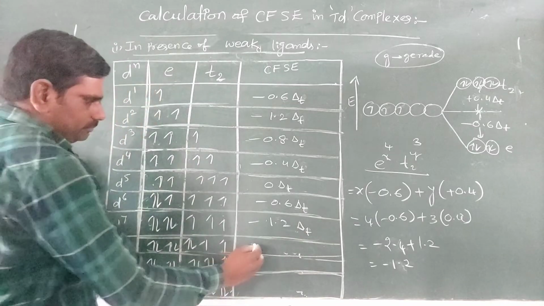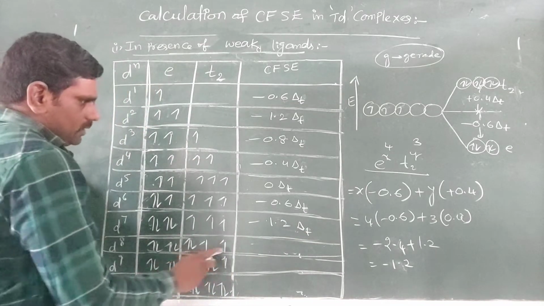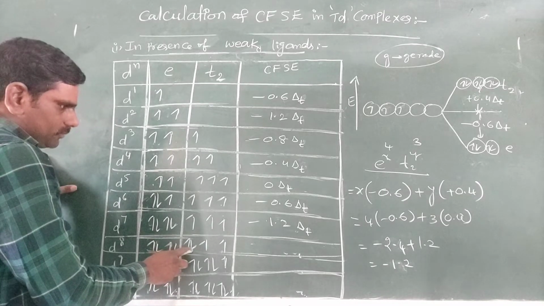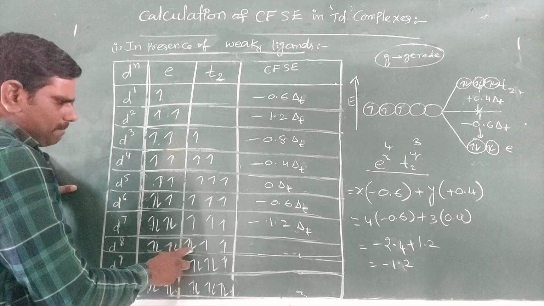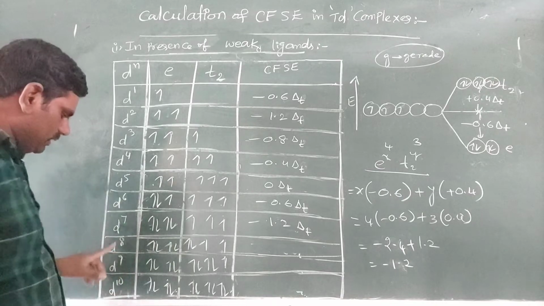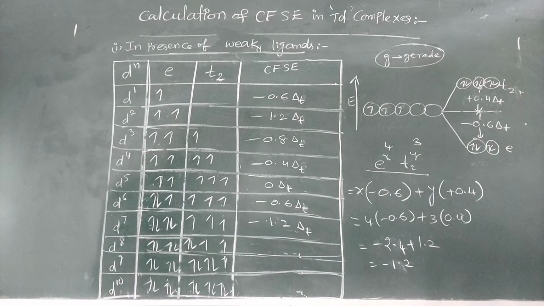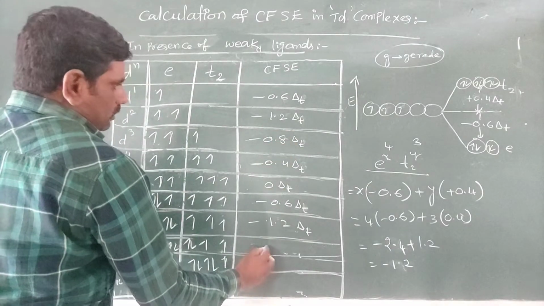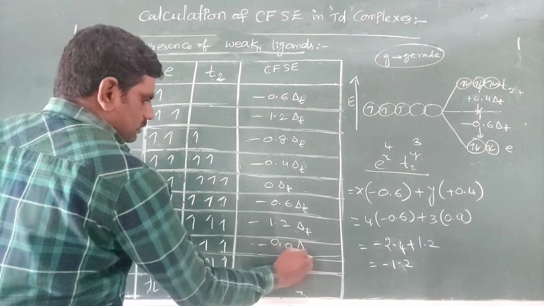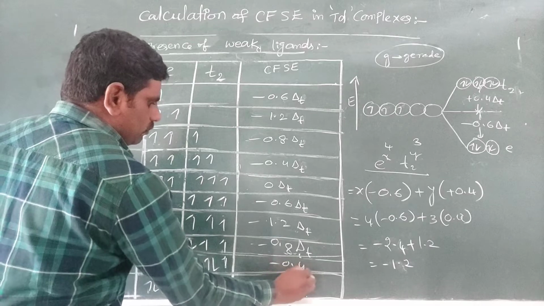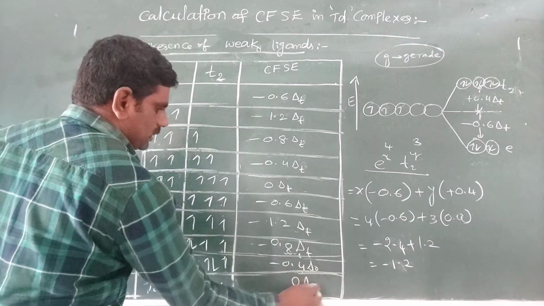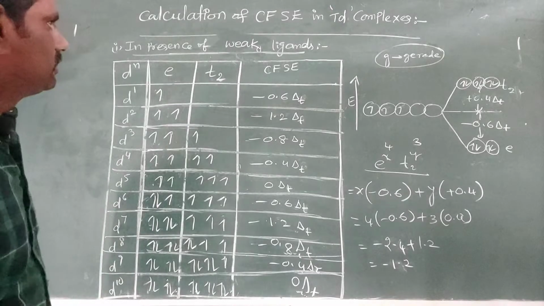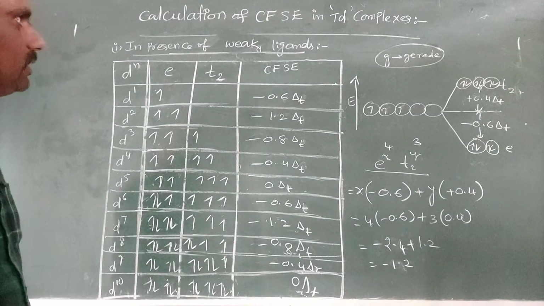So now, here again the electron comes here, so how much decreases? So do this for D8. Let's repeat: minus 0.8, minus 0.4, 0 delta T, 0 delta T. So this is the CFSE in the presence of a weak ligand.